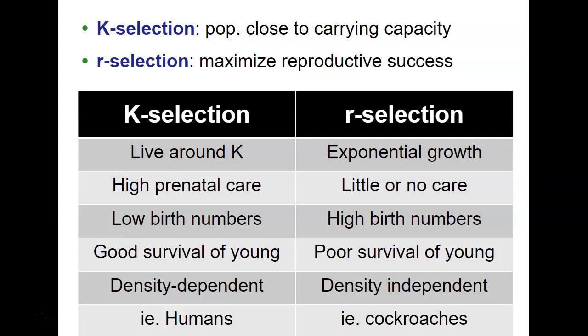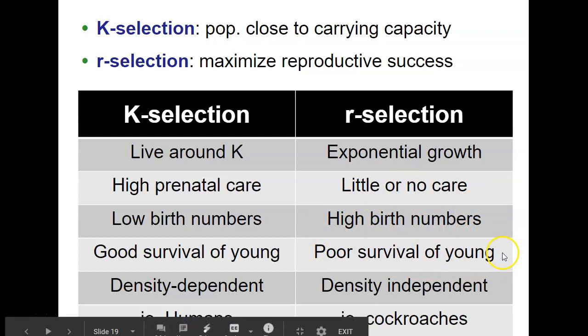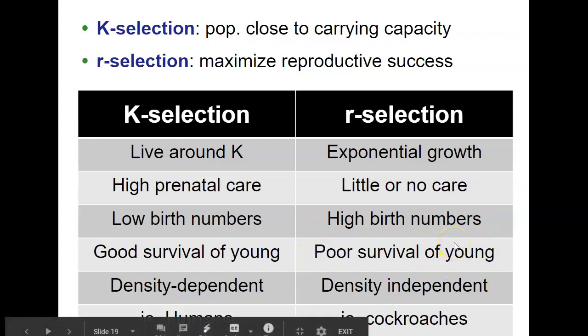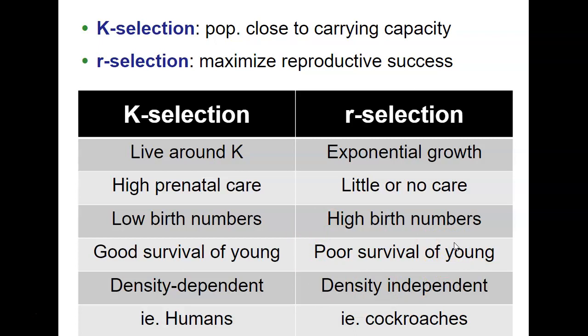R selection is just exponential growth, have tons and tons of babies with the likelihood of a fraction of them surviving. So cockroaches are an example of this. They have exponential growth. Their parents give them little to no care because they have a ton of babies and don't really survive very well, but the ones that do, it's fine because you had so many. And it's density independent, meaning that they just have as many as they can with, again, the hope that some will survive.